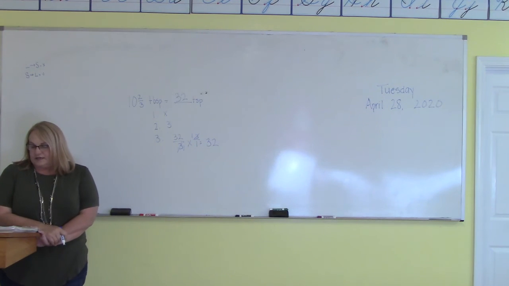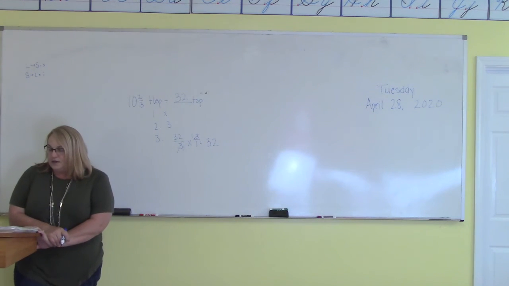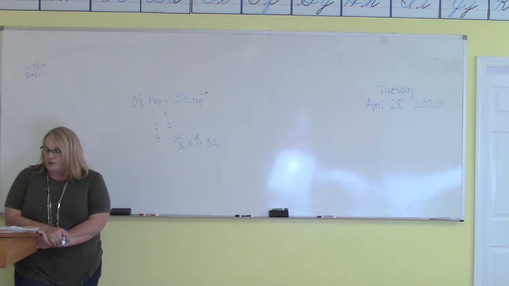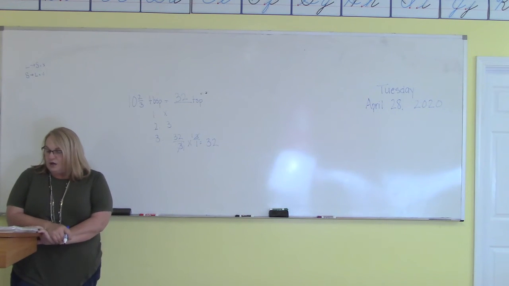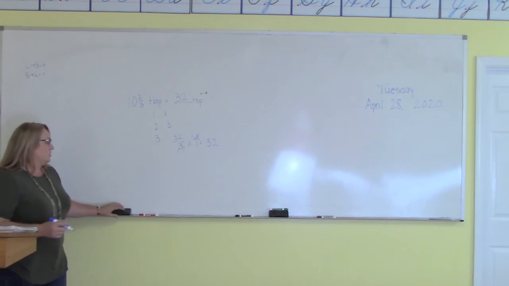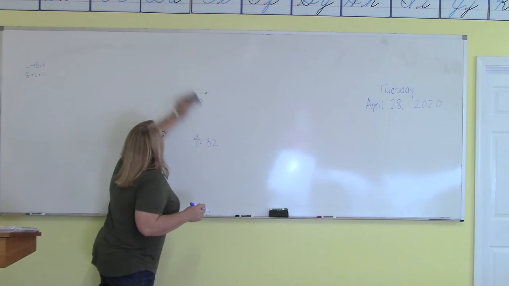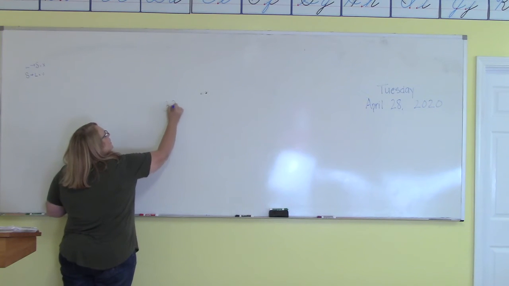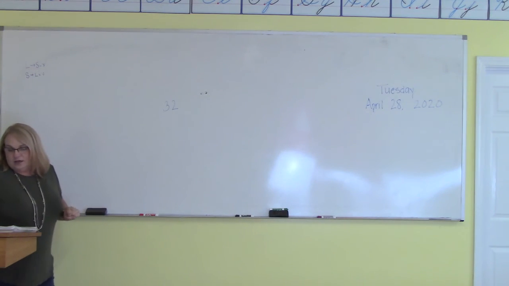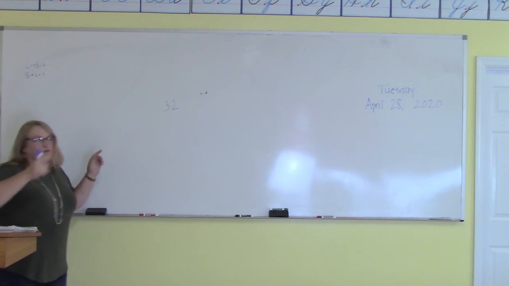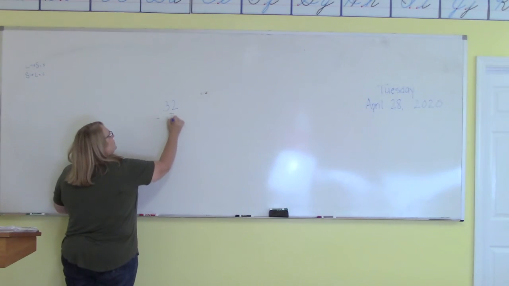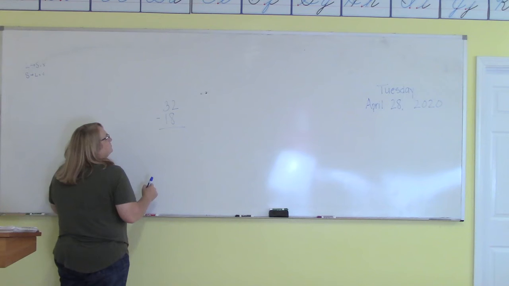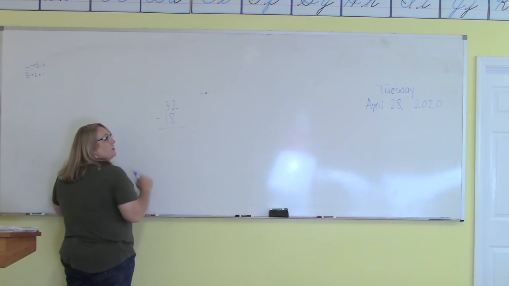All right, number 3 says solve the story problem. The temperature one day at Plymouth Rock was 18 degrees below freezing on the Fahrenheit scale. Set the thermometer to the correct temperature. All right, on the Fahrenheit scale, what is the temperature of freezing? All right, that's 32 degrees. Okay, if it's 18 degrees below freezing, we are going to subtract.